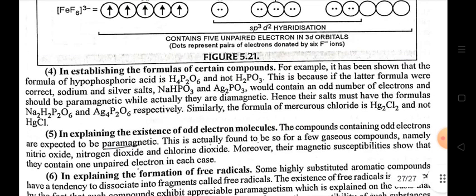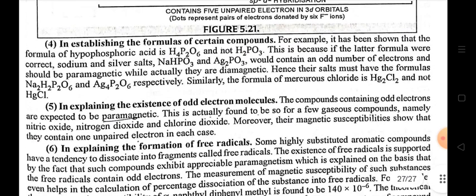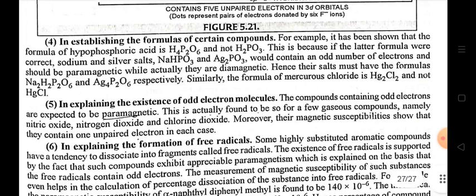Fifth, in explaining the existence of odd electron molecules. Molecules containing an odd electron are expected to be paramagnetic. It is actually found to be so for a few gaseous compounds, namely nitric oxide, nitrogen dioxide and chlorine dioxide. Moreover, their magnetic susceptibility shows that they contain one unpaired electron in each case.